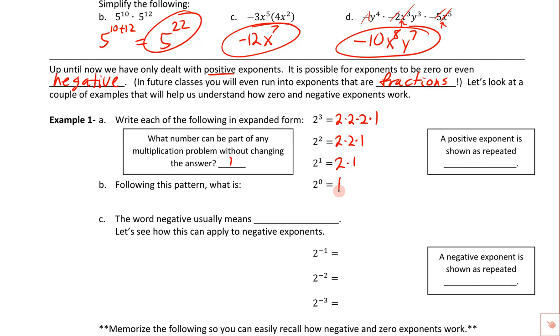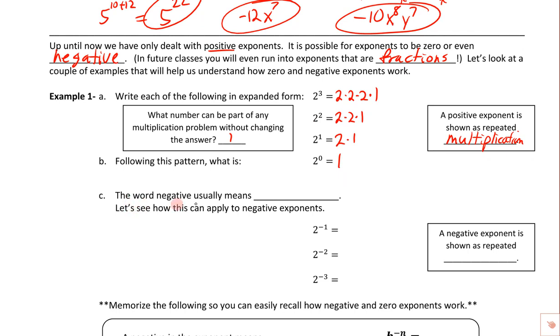Now again, just as a reminder, a positive exponent, as we've got here, is shown as repeated multiplication. All right? Now, if we come down to this next part, if we've got the positives covered and we've got the 0 covered, and we'll summarize this again in just a second, the word negative usually means opposite. Okay, so let's talk about what that might mean in this situation.